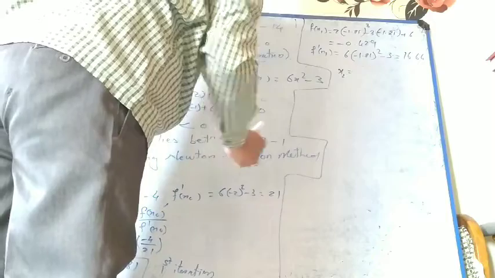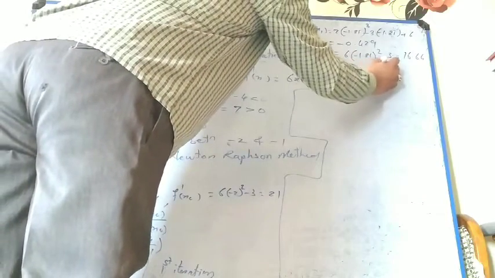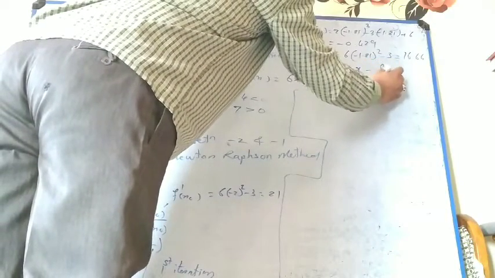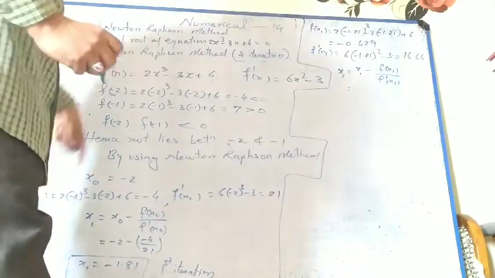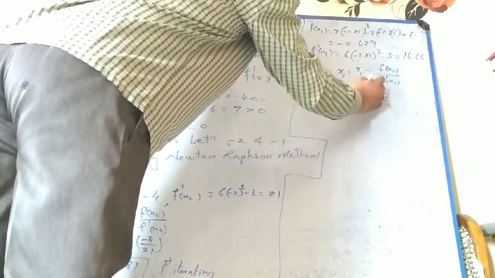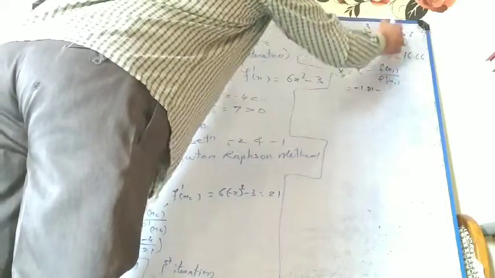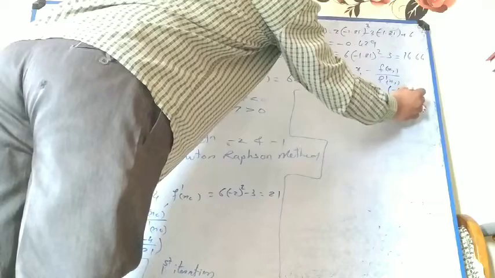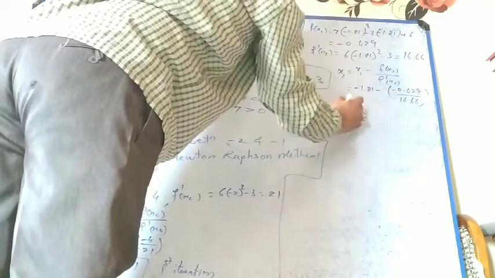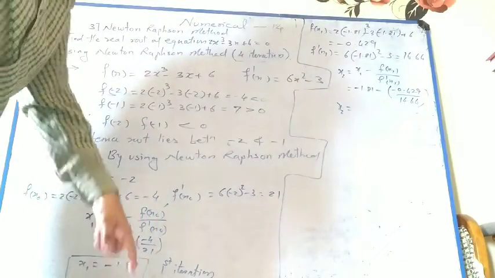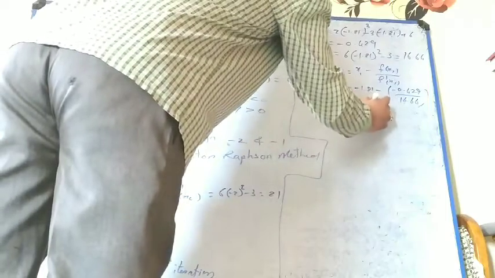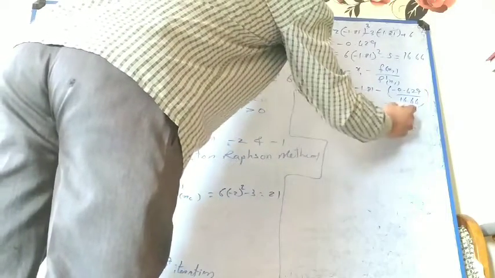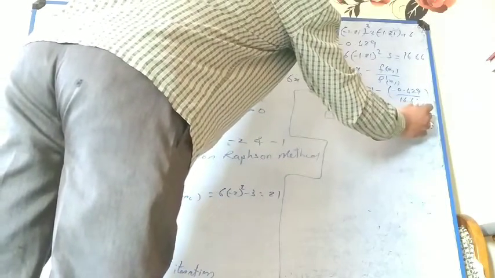So you can find x2. The formula is x2 equals x1 minus f of x1 upon f dash x1. So this will be -1.81 minus (-0.429) divided by 16.66. So x2 will be -1.78. This is called the second iteration.